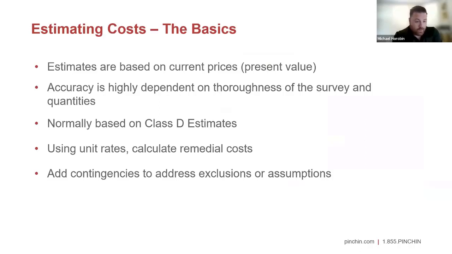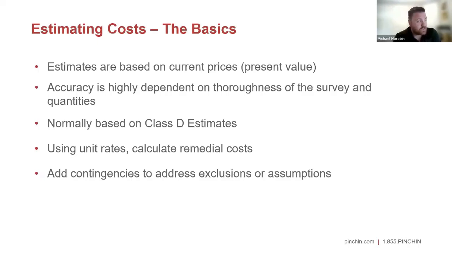So once you know what you have in your building, the main part is to estimate the cost of the removal of these products and materials. The estimates we use are based on current prices, so present value, based on inflation, current values, current costs, that sort of stuff. Accuracy is highly dependent on the thoroughness of the survey and quantities that we've provided or have. The costs are normally based on Class D estimates, which is plus or minus 20%.